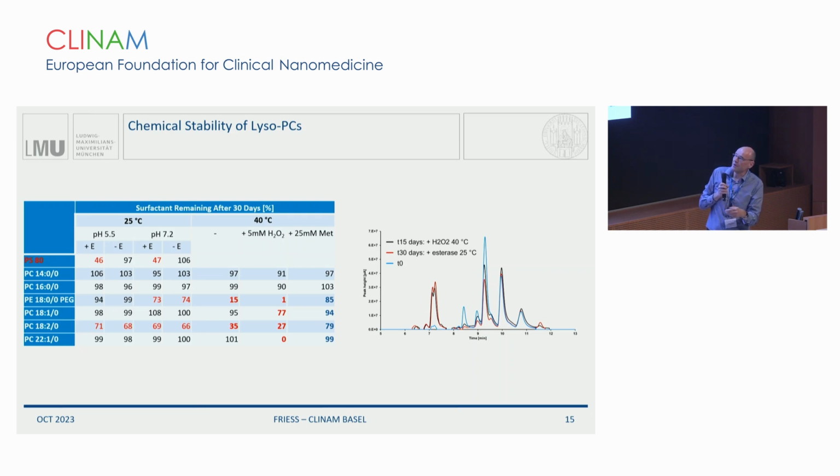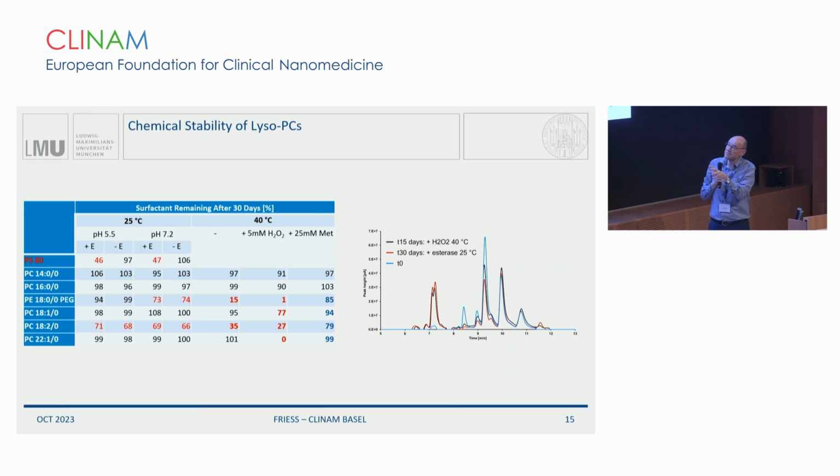So without the esterase, it's fine, but then we also have some red numbers for our Lyso materials, and that we could show in the end with hydrogen peroxide experiments and the presence of methionine and plus minus esterase, because the esterase doesn't have an impact at all on the Lyso material, but the H2O2 and the methionine can rescue the material. So the chemical instability of our 18.2 material is critical.